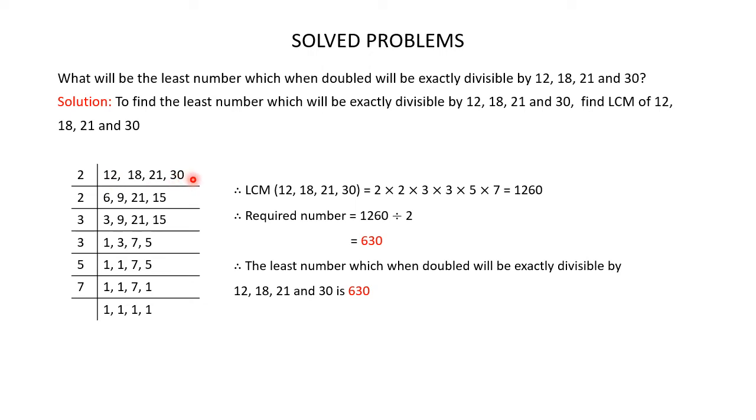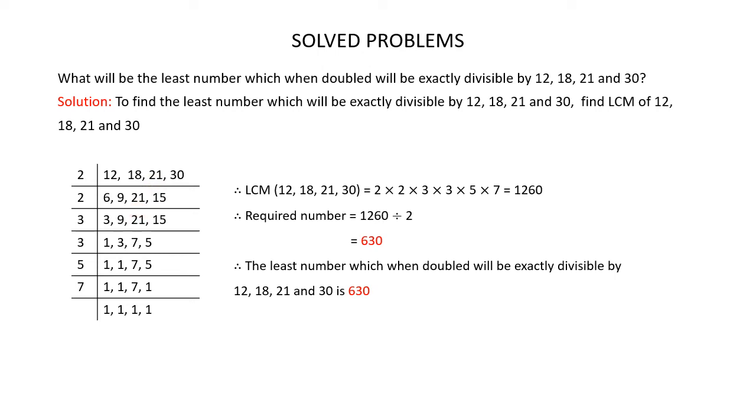So write 12, 18, 21 and 30 in the first row. First divide by 2. 12 divided by 2 is 6, write 6 in the next row. 18 divided by 2 is 9, write 9 in the next row. 21 is not exactly divisible by 2, so write 21 as it is in the next row.